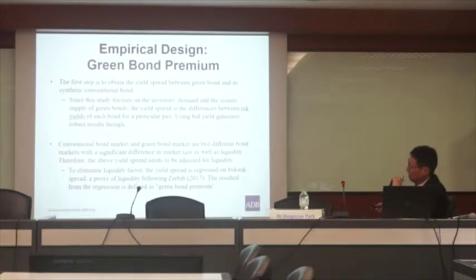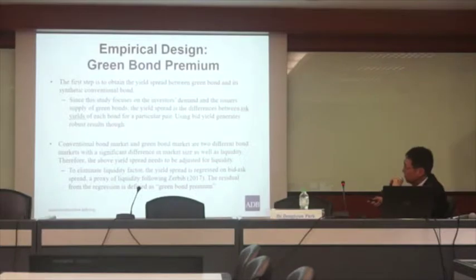So this is the empirical methodology that we used. The first step is to obtain the yield spread between green bond and its matched conventional bond. And as I said earlier, conventional bond and green bond are two different bond markets. Of course, they share many similar characteristics, but they're fundamentally different assets because green bonds are a hybrid product that combines financial risk and environmental benefit. Conventional bond only has financial risks and financial dimensions, unlike green bonds, which are a hybrid product. So what that means is we saw that green bond issuance is generally much smaller than conventional bonds. But on top of that, and perhaps more importantly, the green bond market tends to be less liquid than conventional bonds.